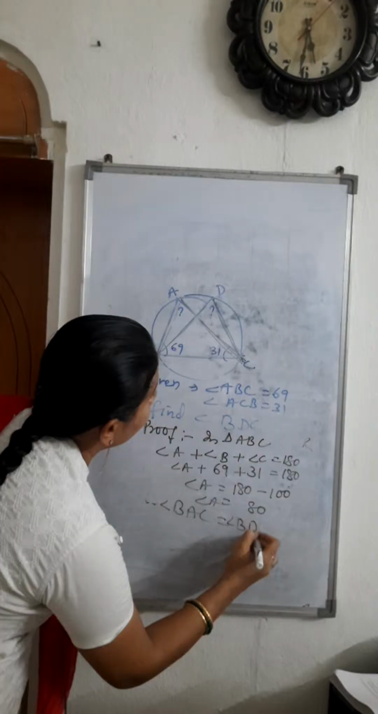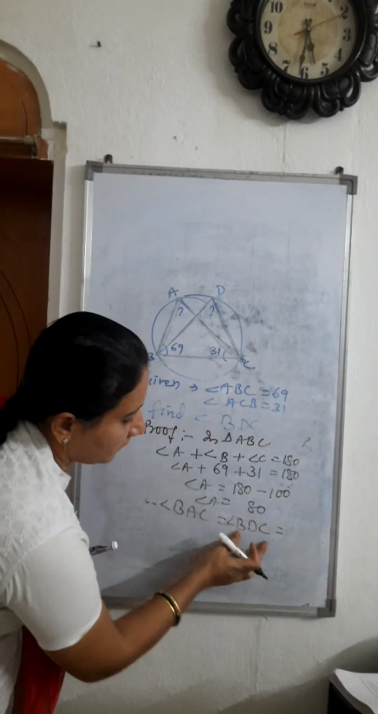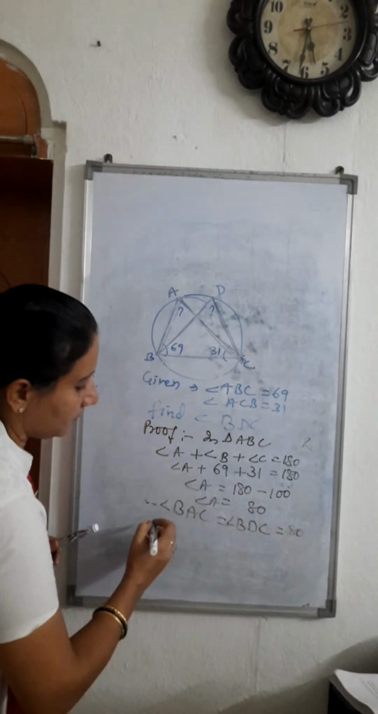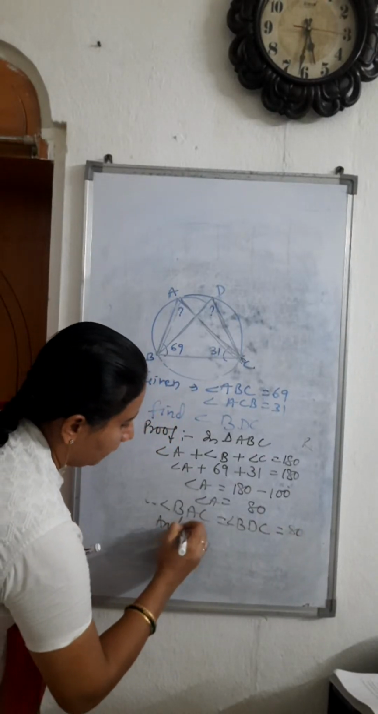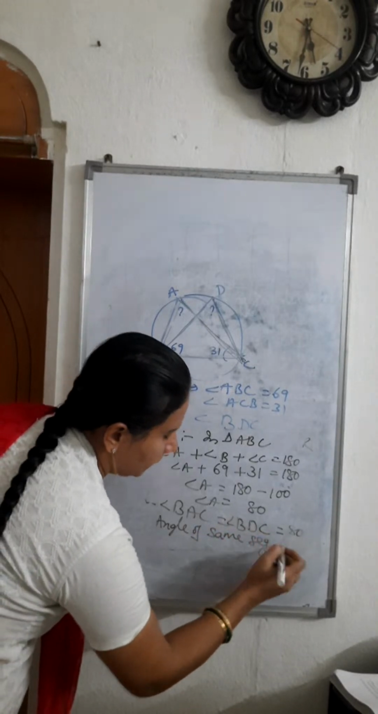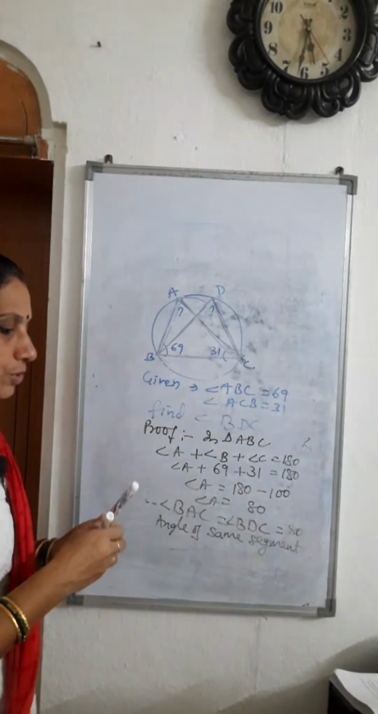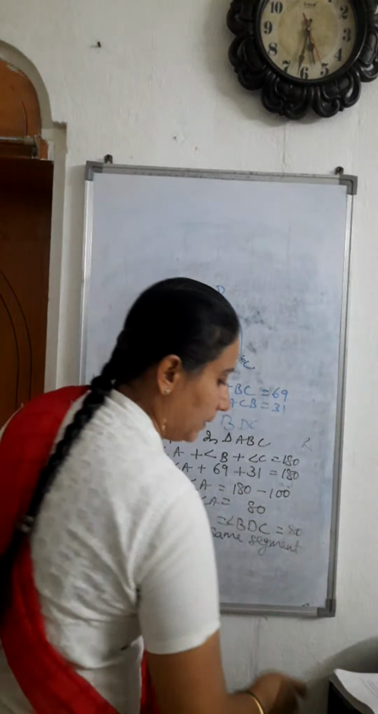Here you need to memorize properties. The chapter is based on properties only. For BDC, the reason is angle of same segment. So this is what we completed with the fourth question. So here 4 questions are completed.